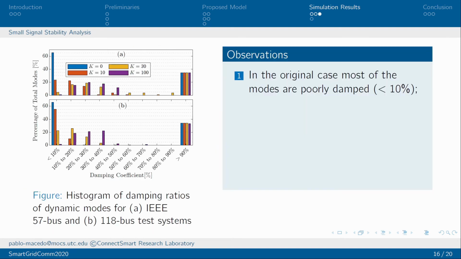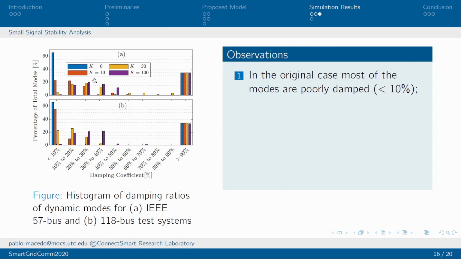This bar diagram illustrates the percentage of eigenvalues that have their damping coefficient within a specific range for a given gain K. Let's take for instance figure A, which shows the results for the IEEE 57 bus case. In the original case, when K equals 0, about 62% of the eigenvalues are poorly damped. As you can see in the blue bar, most eigenvalues' damping lies below 10%. A similar result is also observed in figure B, which illustrates the results for the IEEE 118 bus case.